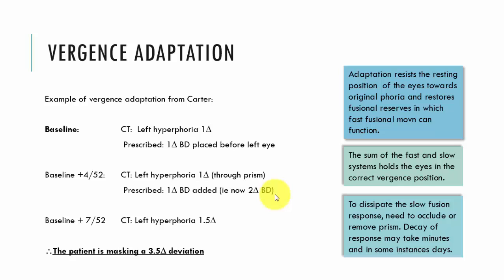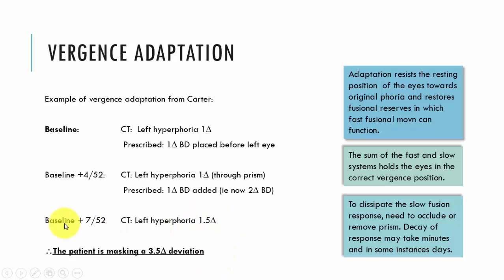Okay, we then ask the patient to come back in another 3 weeks. Patient returns, and they return with a left hyperphoria of 1.5 diopters. So they're slowly returning back to that original hyperphoria of 1 diopter. What does this mean? It means that essentially this patient is masking a 3.5 diopter deviation.